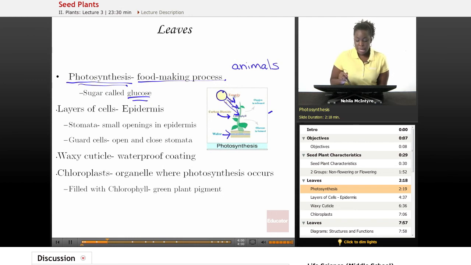Once the sun's energy, the gas, and the water come together, they go to the leaf, and the leaf has a special type of pigment inside called chlorophyll. That chlorophyll is where the chemical process occurs, and that is where the glucose is formed, and also where the oxygen is released.